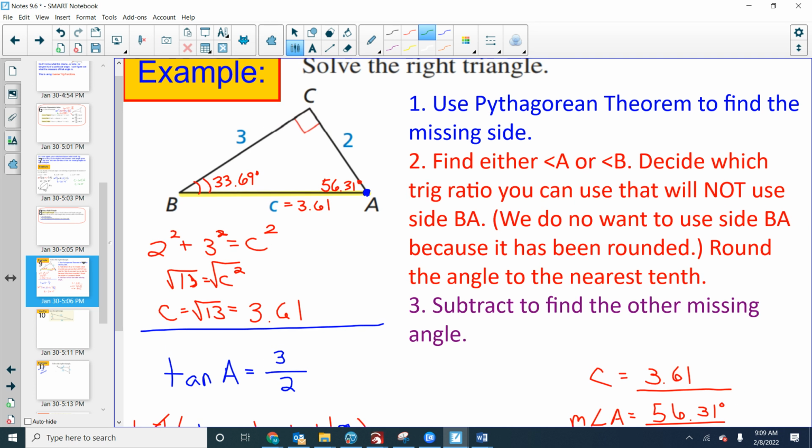Pretend it's not there. Ready? Put our pencil on angle B. What ratio are we going to use if we want to use the opposite and the adjacent? Tangent again, right? The tangent of B, it's not 3 over 2 this time, it's opposite over adjacent. Do you agree it's 2 over 3?